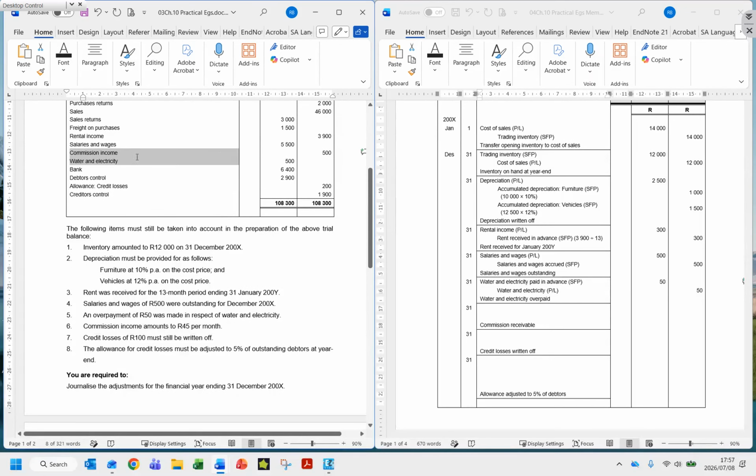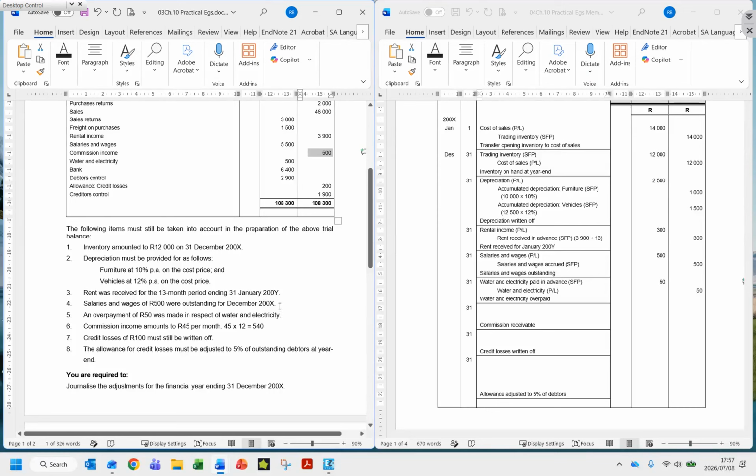So now we need to go and look at, but what is our commission income amount in the trial balance? It is 500 rand. So that is what is currently being recorded. So we need to calculate 45 times 12 gives us 540 rand. That 500 rand should actually be 540 rand. So our income is too little. The person for whom we rendered the service has not yet paid us that 40 rand.